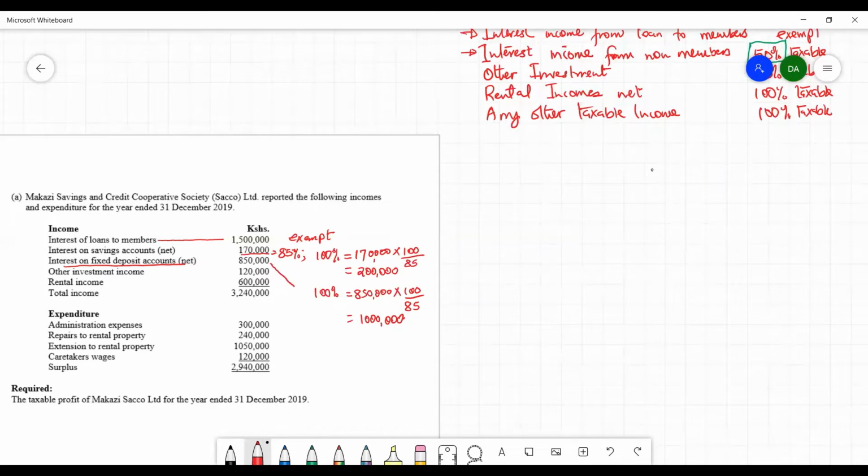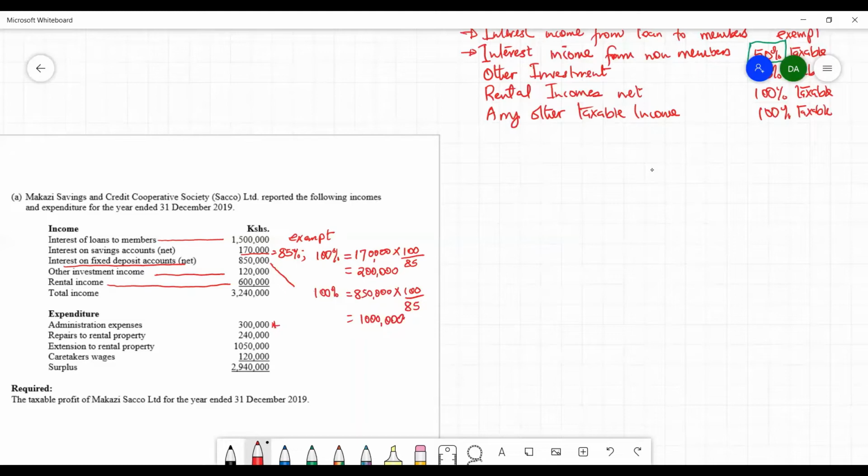Now that is about the first two items. Other investment income, assuming they are taxable, is taxed 100%. Rental income is also taxed 100%, but rental income is accompanied by some rental expenses. Administrative expenses are not allowable.